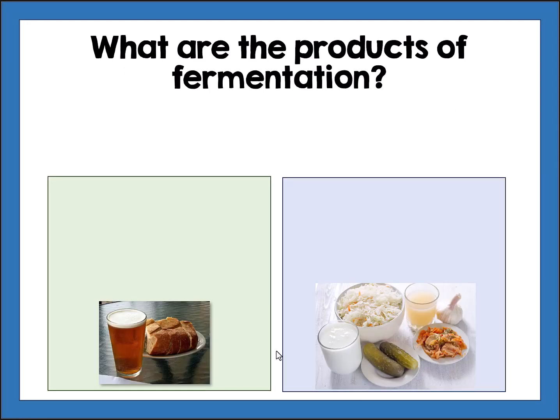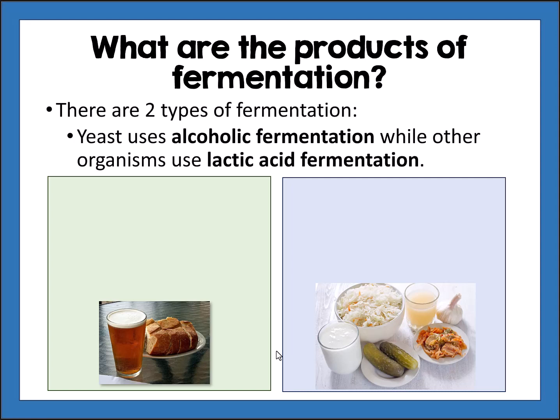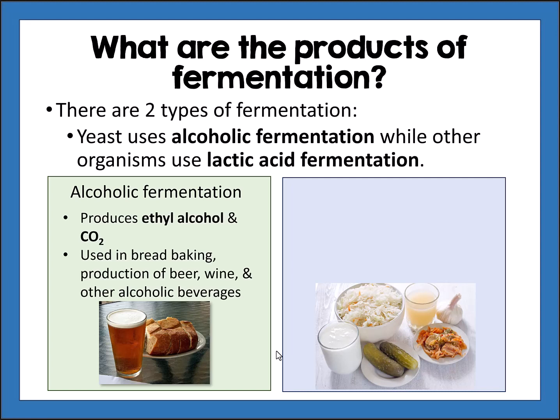And fermentation can produce some interesting products. There are 2 different types of fermentation, depending on which organism is going through the process. Yeast uses alcoholic fermentation, while other organisms use lactic acid fermentation. And alcoholic fermentation is something you are probably familiar with because it produces ethyl alcohol and carbon dioxide, which is why it's used in baking of bread, production of beer, wine, and other alcoholic beverages.